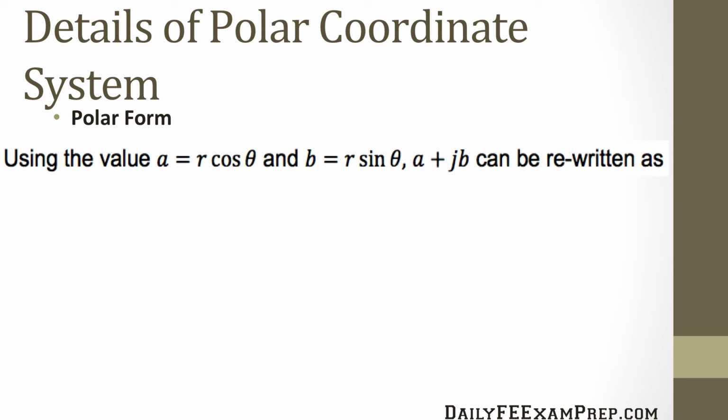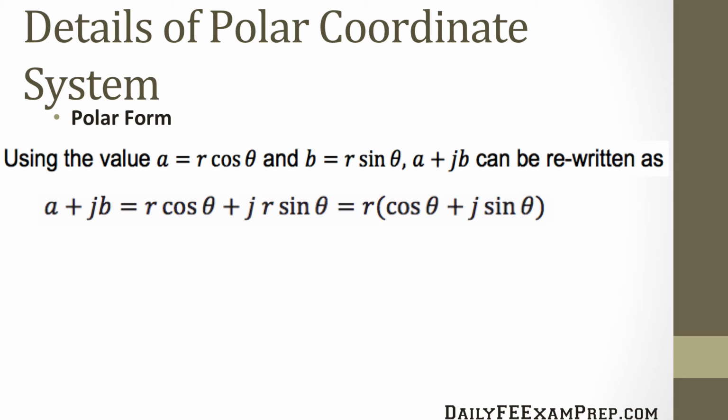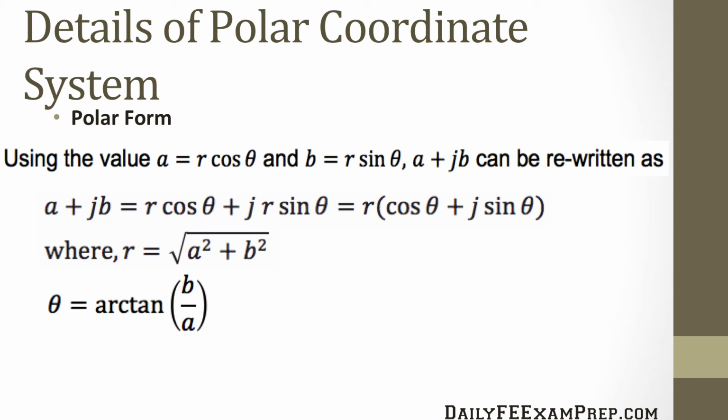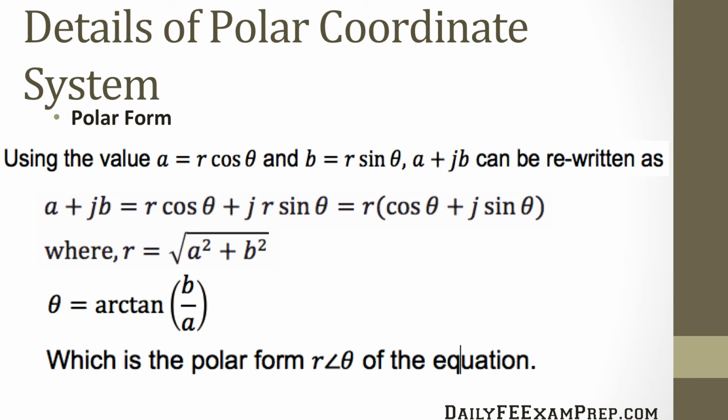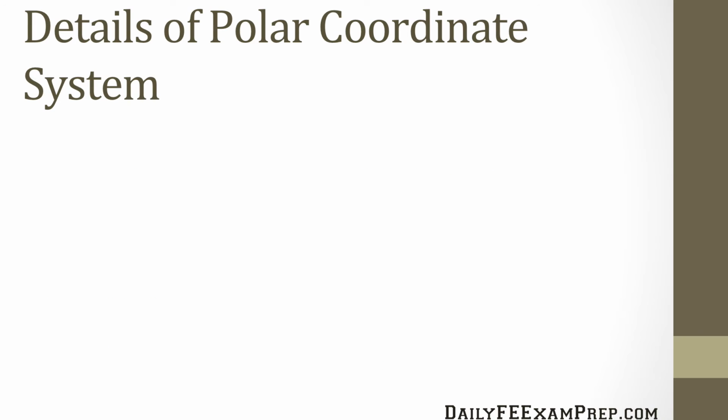Now, polar form. Using the values a equals r cosine theta and b is equal to r sine theta, a plus jb can be rewritten as a plus jb is equal to r cosine theta plus j times r sine theta, which equals r times cosine theta plus j sine theta, where r is equal to the square root of a squared plus b squared, and theta is equal to the arctangent of b divided by a, which is the polar form of r angle theta of the equation.